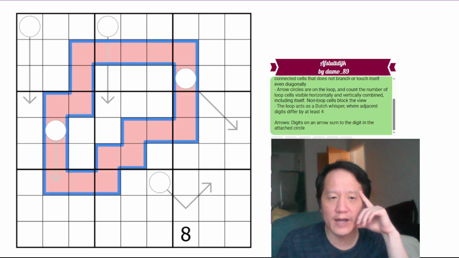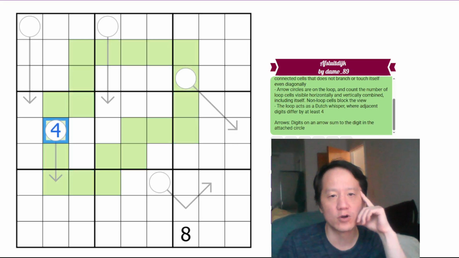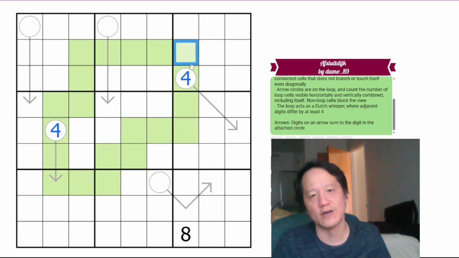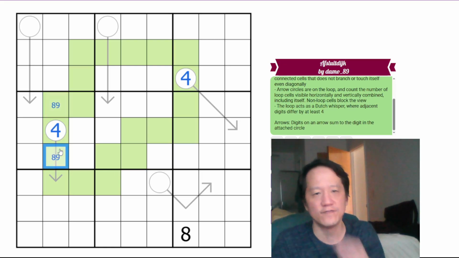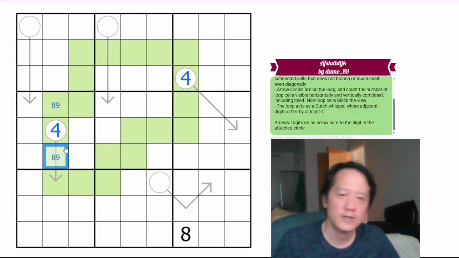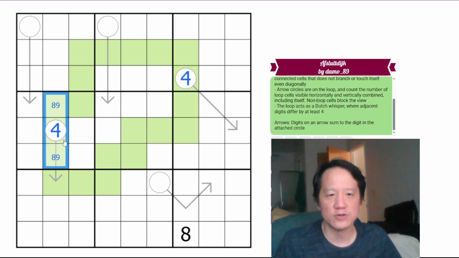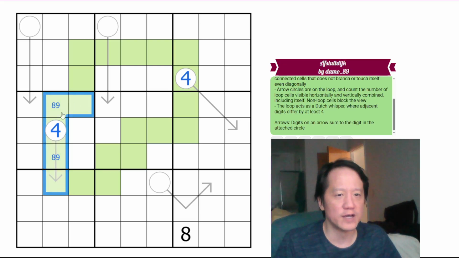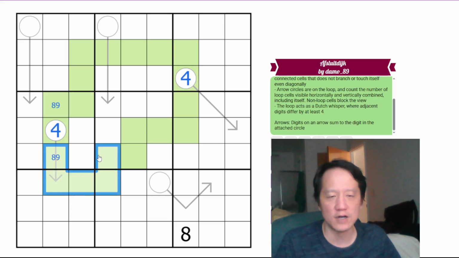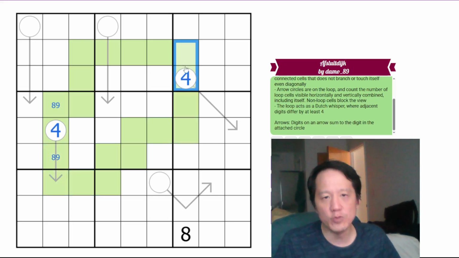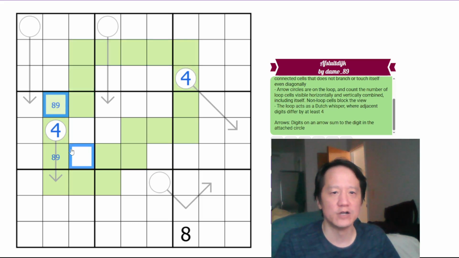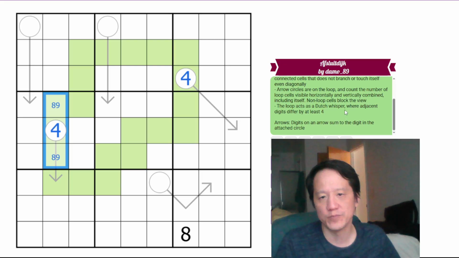And the loop acts as a Dutch whisper, where adjacent digits differ by at least 4. So if this were the valid loop, this 4 would have to be surrounded by an 8 or a 9 on the loop, because those are the only digits that are 4 or more away from 4. Obviously, this would run into some other issues, but that's an example of how the loop acts as a Dutch whisper line, where adjacent digits must differ by at least 4.